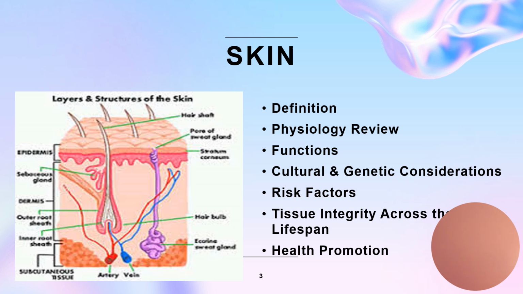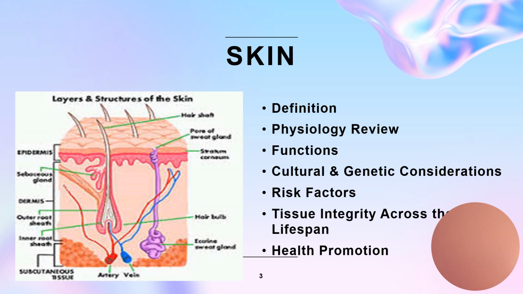They may have reduced arterial and venous blood flow. They have slowed hair and nail growth. And their skin may be rough, dry, and itchy due to a decrease in sebaceous gland activity.